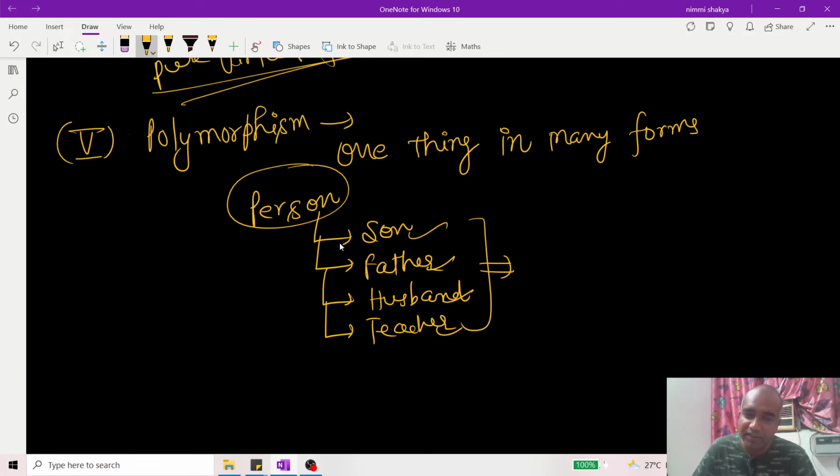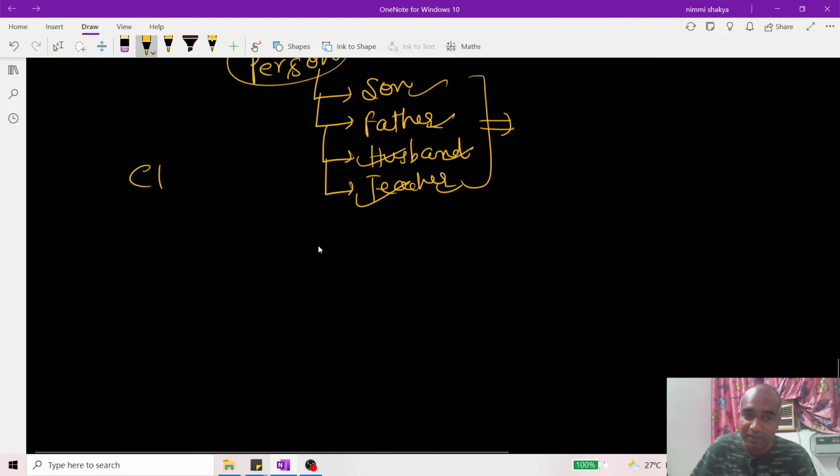When he is playing the role of son, he cannot play the role of father, husband, or teacher. When he is in the role of husband, he cannot play the role of father and son. For your wife, you are only husband. You are not her father or son or teacher, right? So if you are playing a role of a teacher, then you cannot be any other thing: son, father, husband. So when one thing can exist in many forms, then that concept is known as polymorphism. This concept is also implemented in the C++ language using virtual functions.